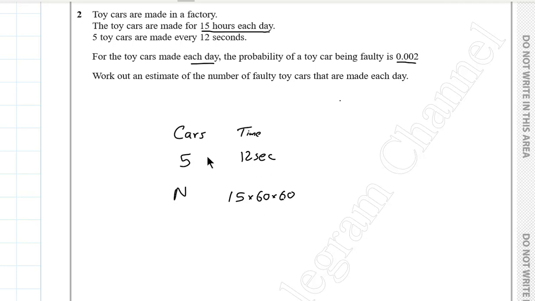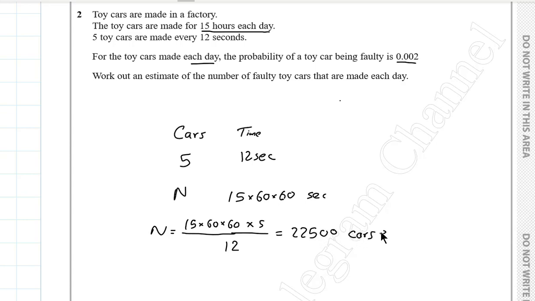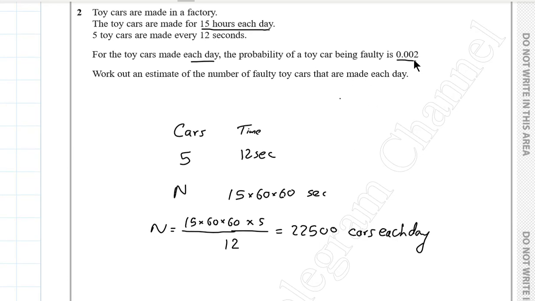By another way, for 12 seconds we have 5 cars. What about 15 times 60 times 60 seconds? Okay, how many cars can we make in this period? So N should be equal to 15 times 60 times 60 divided by 12 times 5, which is 22,500. 22,500 cars each day, right?